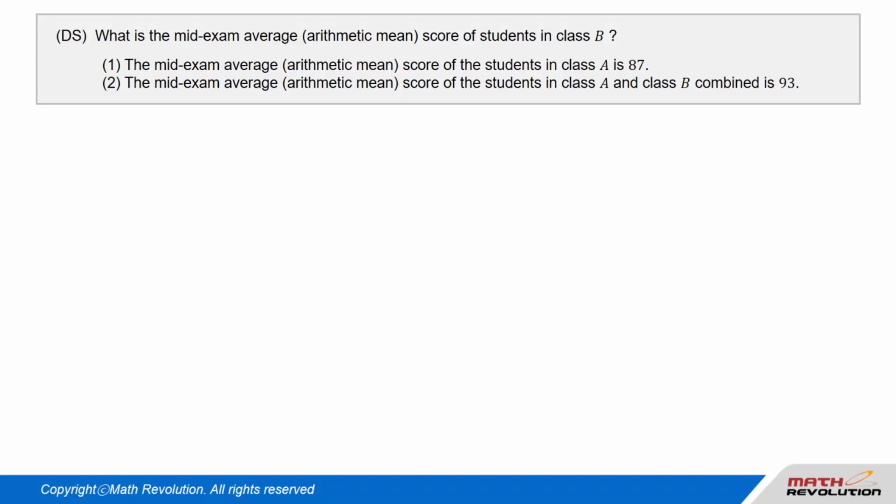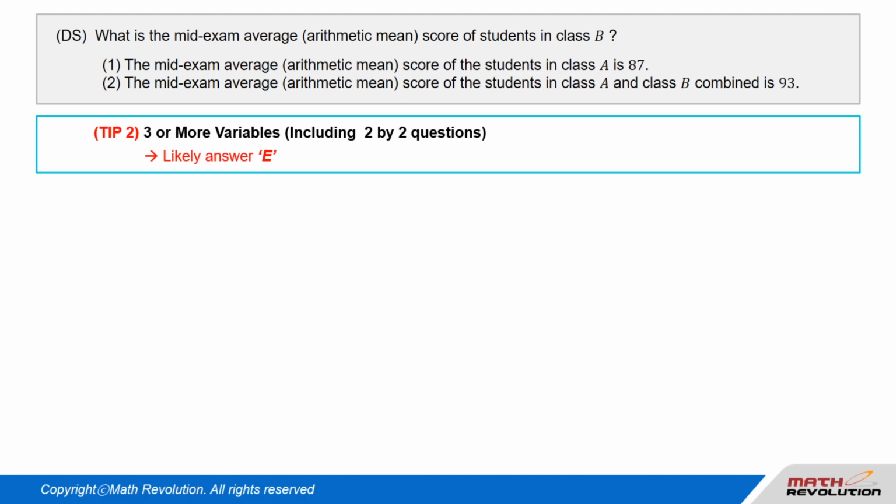Question 4. DS. What is the mid-exam average, or arithmetic mean, score of students in Class B? Condition 1. The mid-exam average, or arithmetic mean, score of the students in Class A is 87. Condition 2. The mid-exam average, or arithmetic mean, score of the students in Class A and Class B combined is 93.